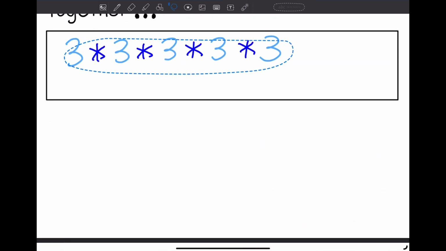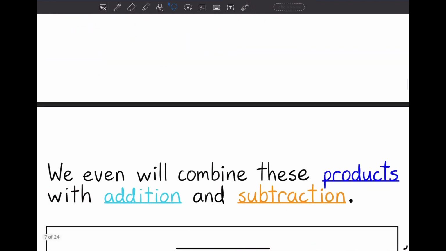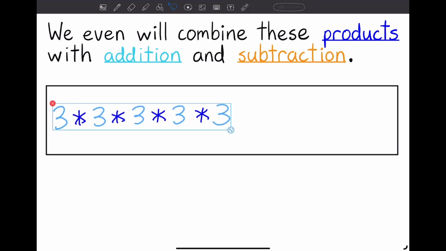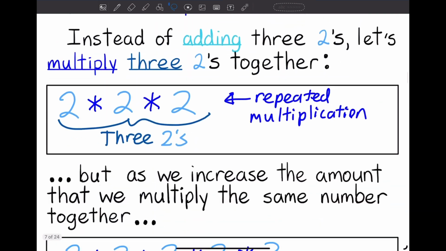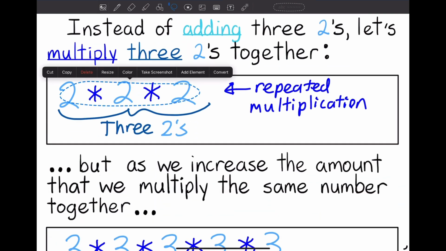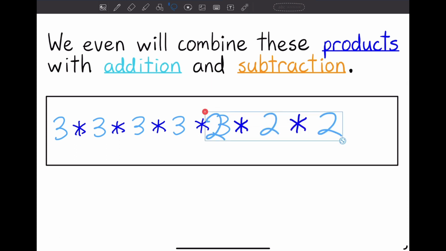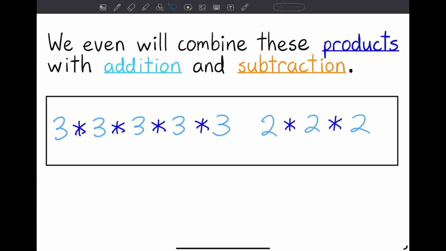So for example, let's take the 5 3's we multiplied together. So I'll copy that and let's paste. Let's shrink it a bit. And now let's take the 3 2's we multiplied earlier. So copy and then we paste. And let's say at the end we want to add the results.